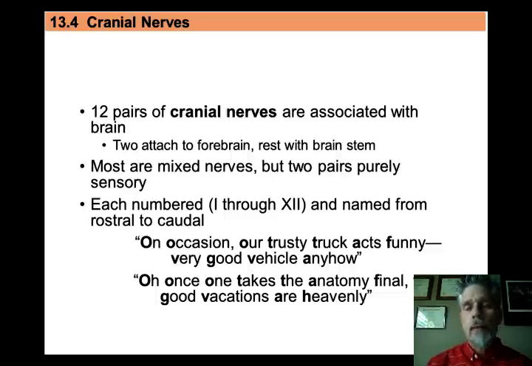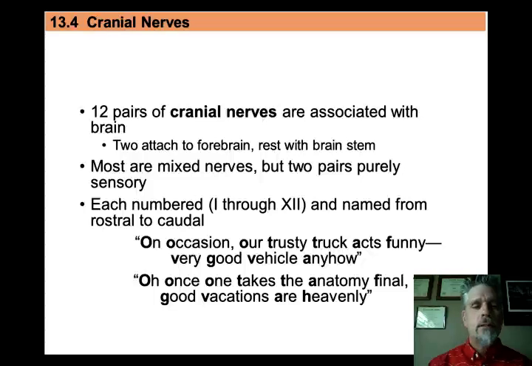Okay, so let's talk about those different types of nerves, right? So we had cranial nerves and we have spinal nerves. 12 pairs of cranial nerves that we'll be learning in the lab. 12 pairs, that means there's 24, right? Because we have the two sides. And like usual, if we have different types of acronyms or mnemonics to help us remember them, it can be helpful. So your book gives you a couple.